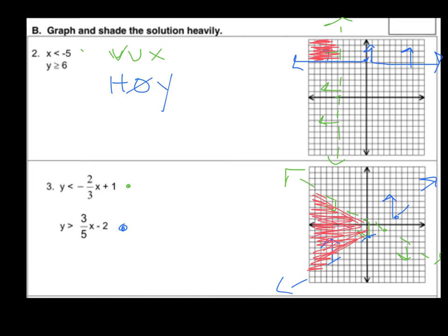Now once again, because my lines are dashed, the ordered pairs that fall on my lines are not part of my solution. However, this red portion, which would be the overlapping shaded region, is where all my solutions would fall.